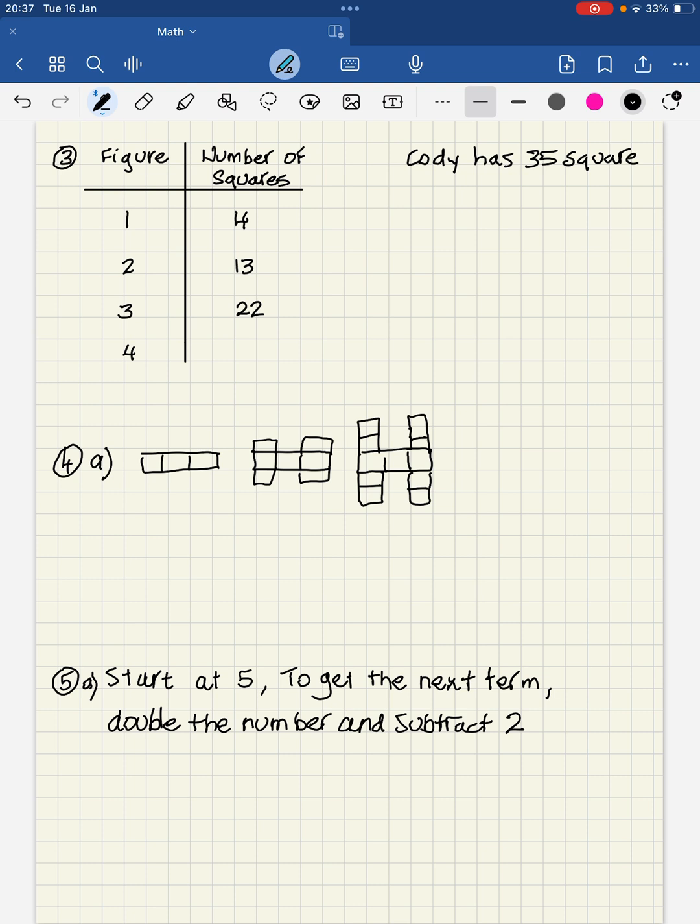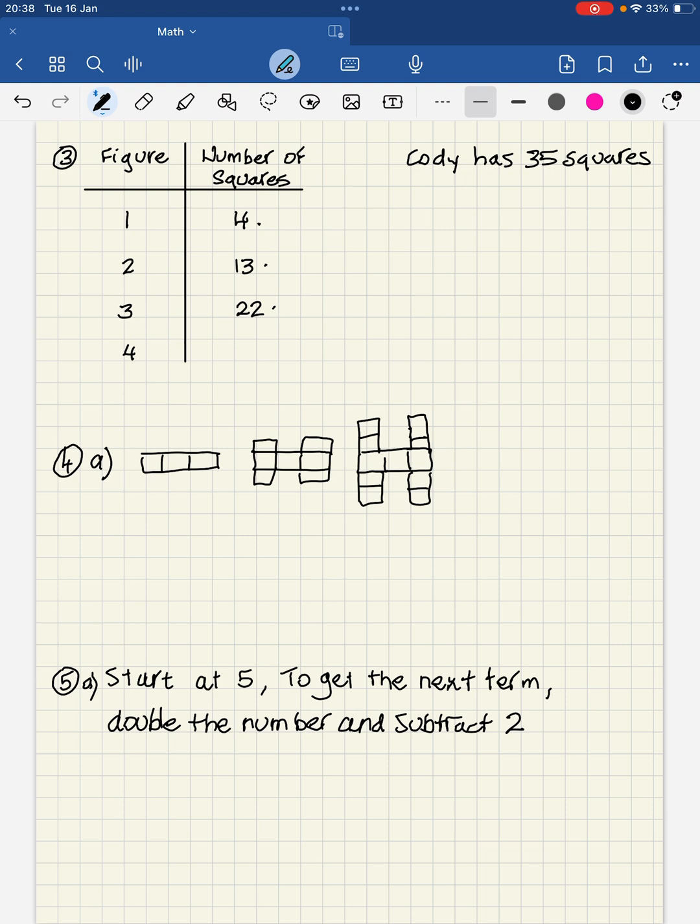Okay, so we have to figure out, does he have enough squares to complete figure 4? And then you're going to circle your answer. So is it yes or no? If we look at the first one, we have figure 1, which has 4 squares. Figure 2 has 13 squares. Figure 3 has 22 squares. Now we have to figure out, is the fourth figure more than 35?